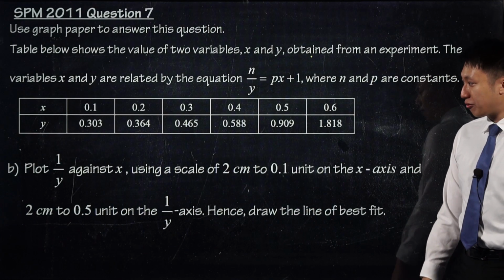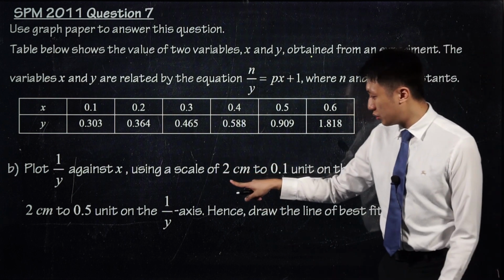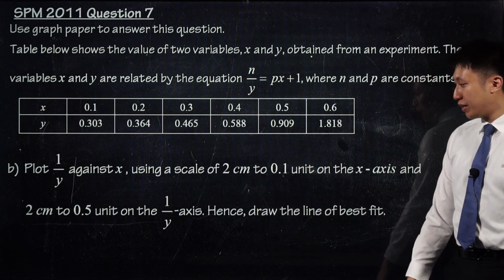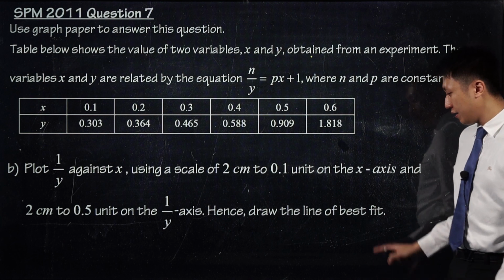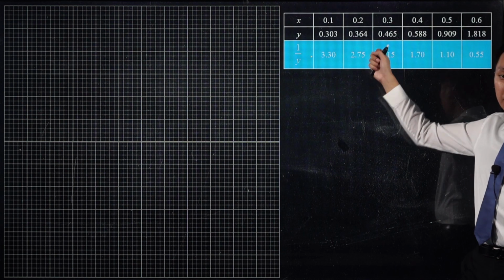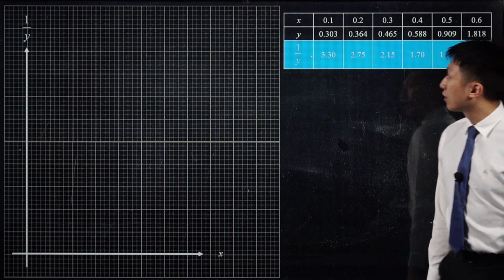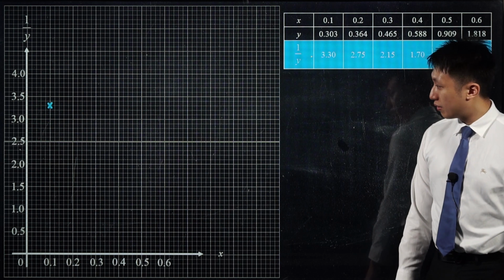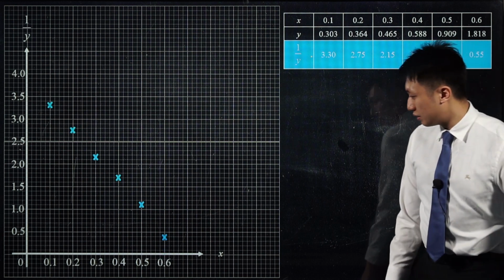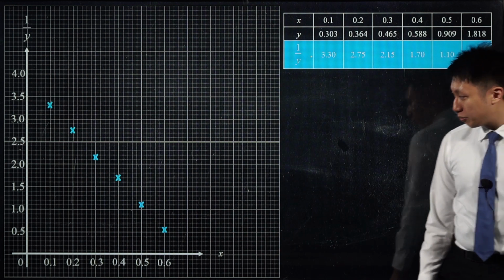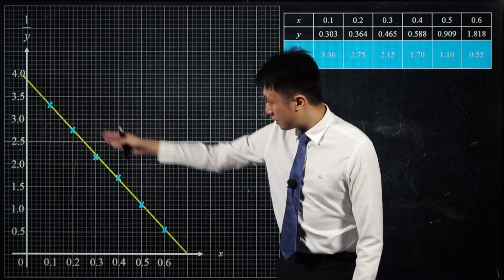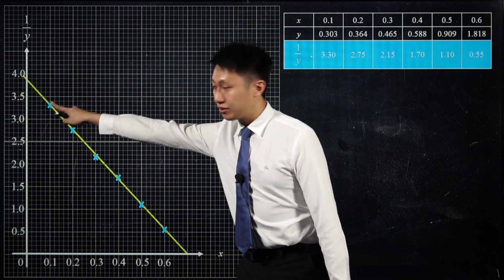Then second, we're going to plot this using 2 cm to 0.1 unit on the x-axis, and also 2 cm to 0.5 unit on the 1 over y-axis. Draw the line of best fit. Okay, we have this, and we have the table over here. Then we start to plot it. We have those points. Then the last one is here. Then we try to join them and see whether it fits. Normally, it's like this one joining this one.